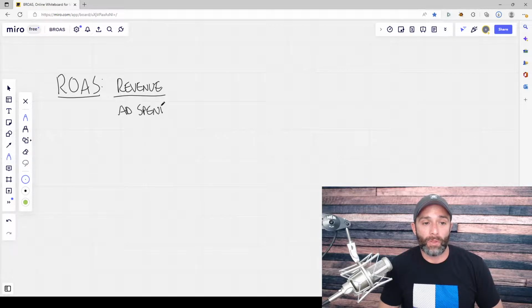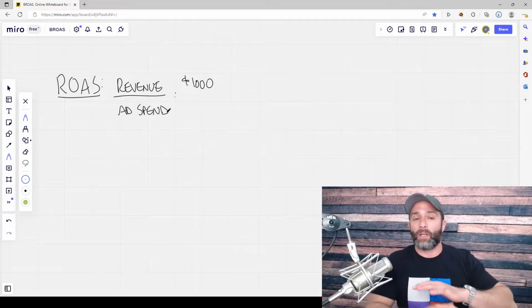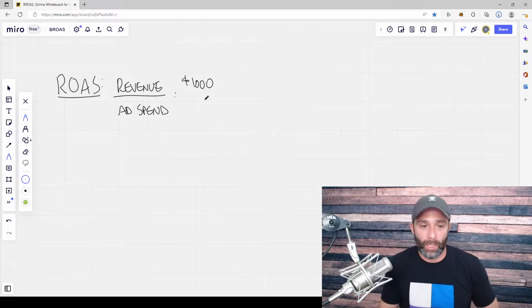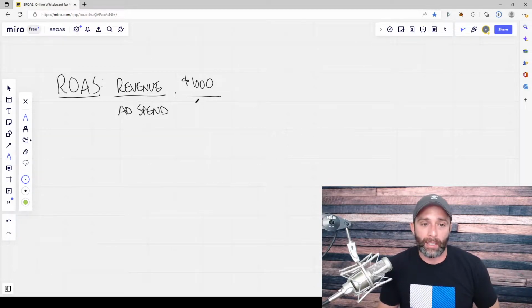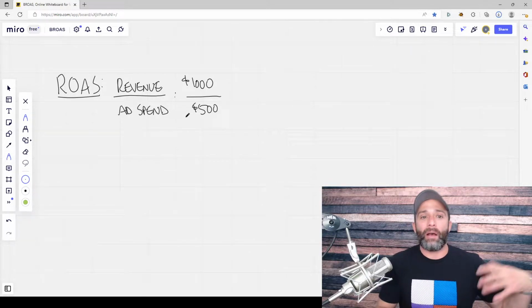To put this in simple terms, let's say you ran an ad. You made $1,000 in revenue, gross revenue. We're not talking about profit. We're not talking about after ad spend, none of that. Just your actual sales that came in, $1,000. Then you're going to divide that by how much you spent to make that $1,000 in sales. So let's say you spent $500 on that ad to make $1,000.